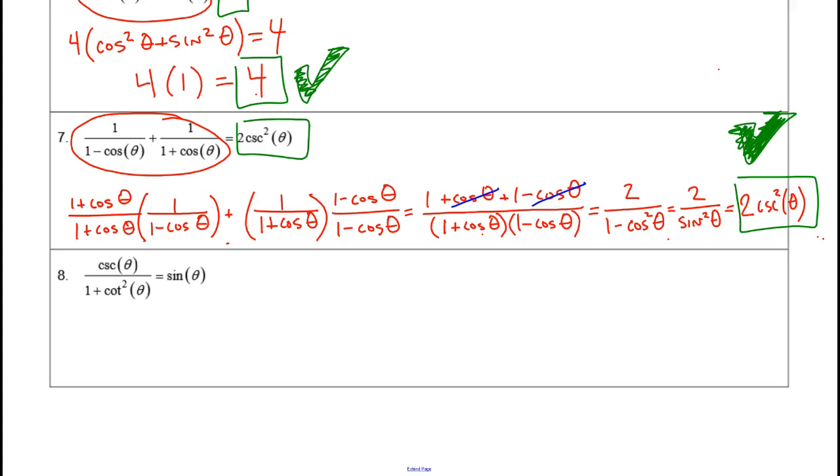Which side is more difficult? We got to make a choice of which one we're going to work on. That one, to me, looks like the more difficult one. I have a denominator of 1 plus cotangent squared. That is one of my Pythagorean identities. That's equal to cosecant squared. So this simplifies to cosecant theta over cosecant squared theta. And here we go.